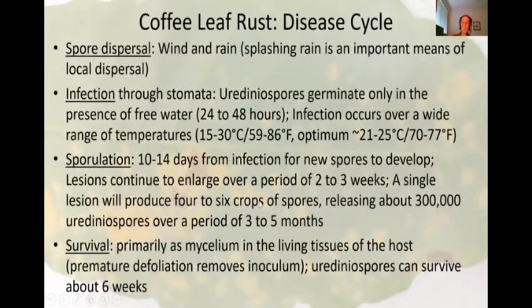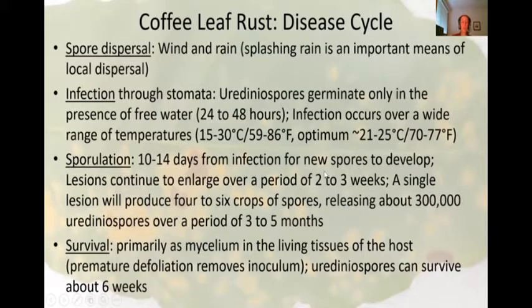Approximately 2 weeks later, new spores will develop through that stomate. The lesion will start to expand over a number of weeks. And the devastating part of coffee leaf rust is that the single lesion will produce many spore populations that can release hundreds of thousands of them back into the environment, which can just perpetuate the disease cycle.